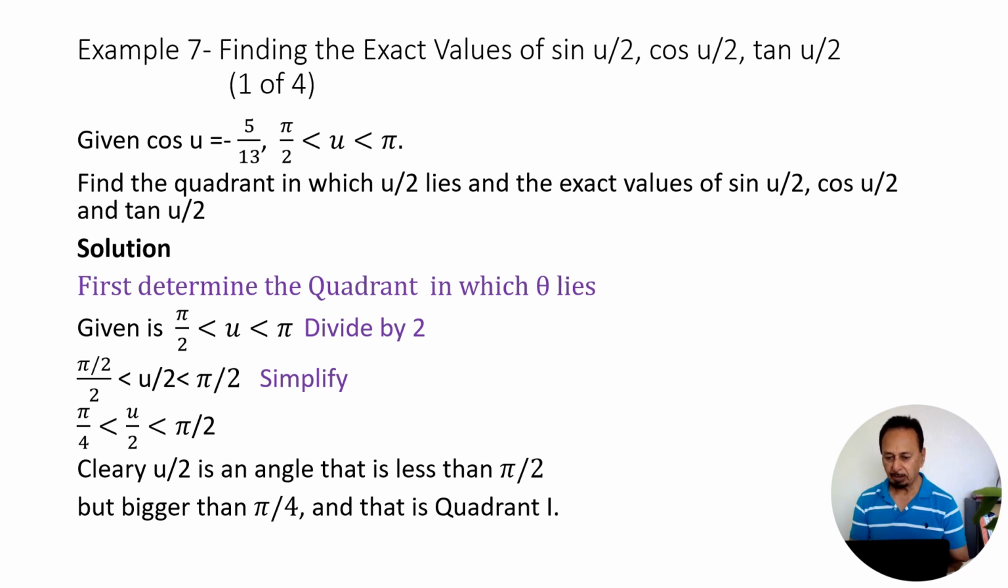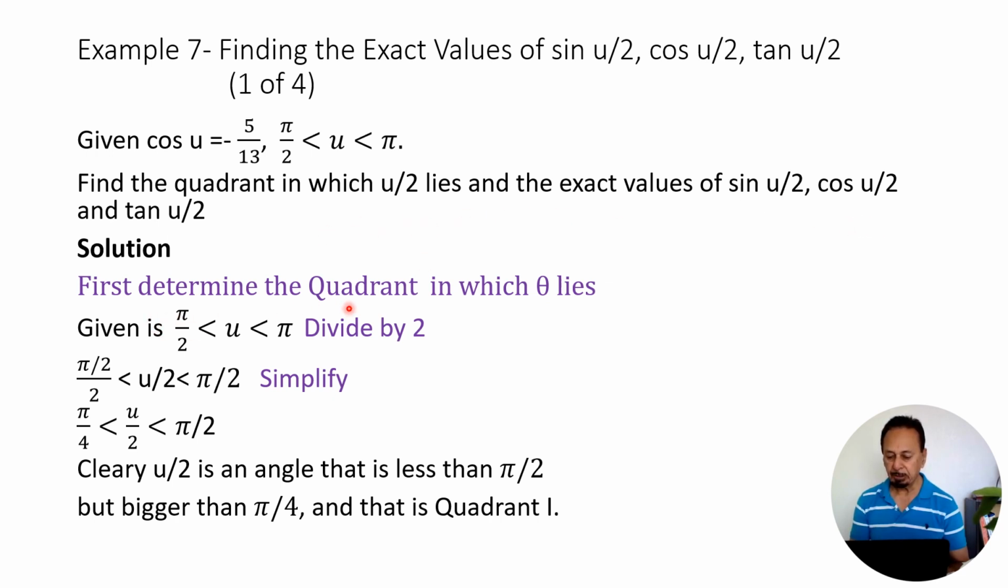Example 7. Finding the exact values of sine u over 2, cosine u over 2, tangent u over 2. We have given cosine u equals minus 5 over 13 and u is between pi over 2 and pi. So it looks like u is in quadrant 2. We're going to find the quadrant in which u over 2 lies and the exact values of sine u over 2, cosine u over 2 and tangent u over 2.